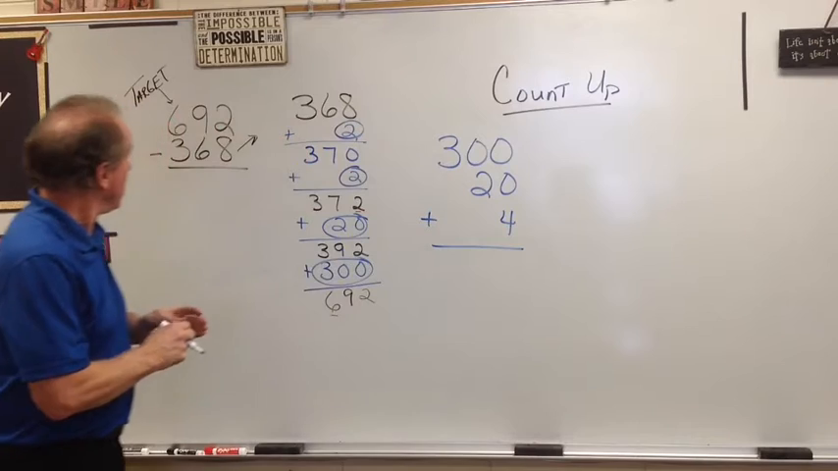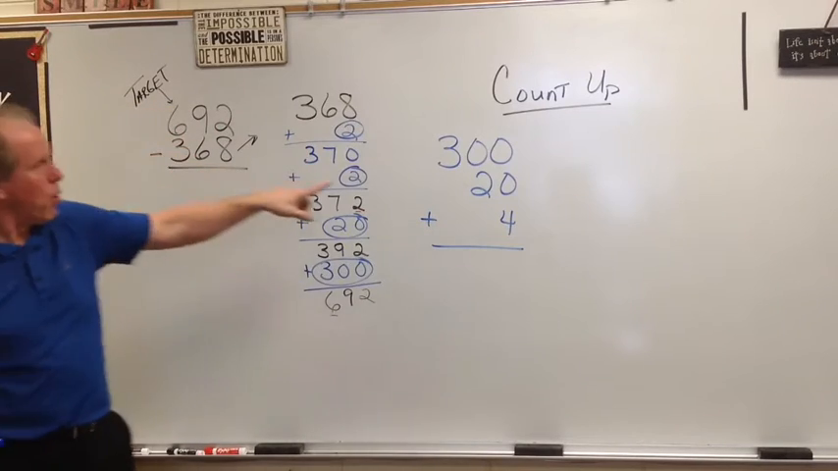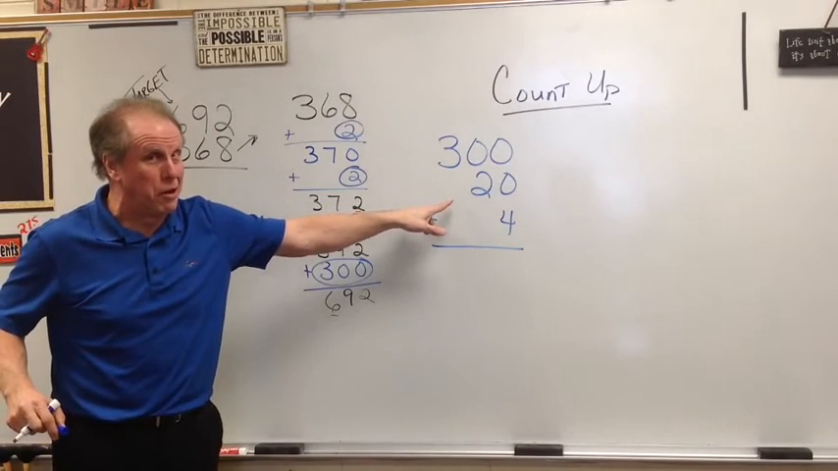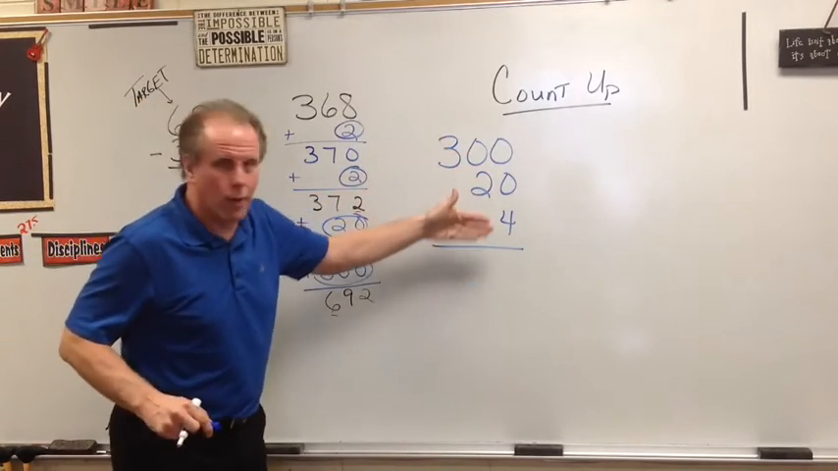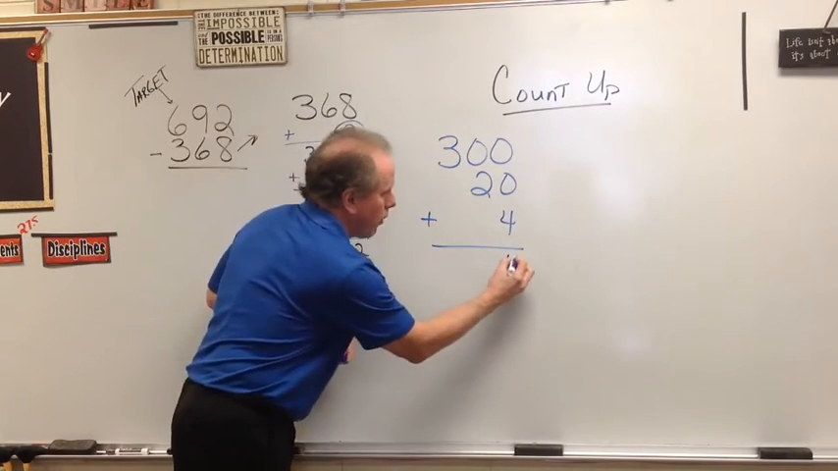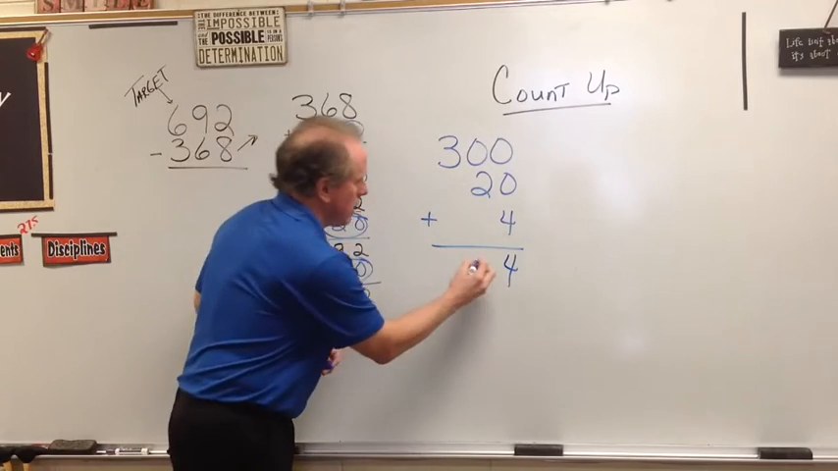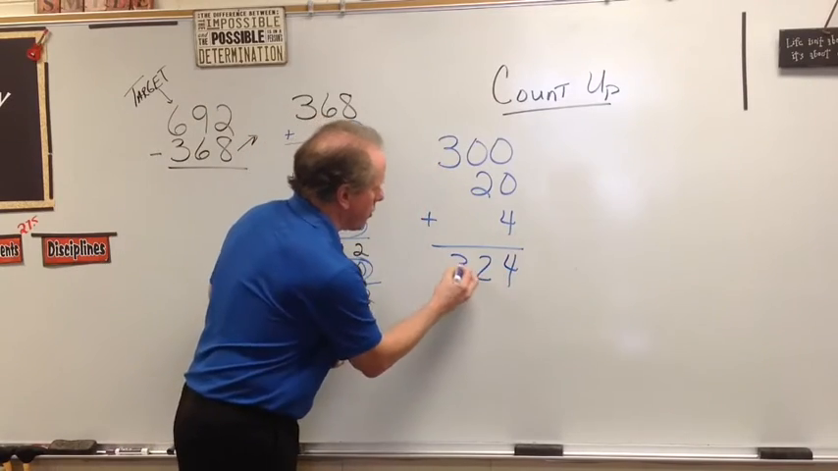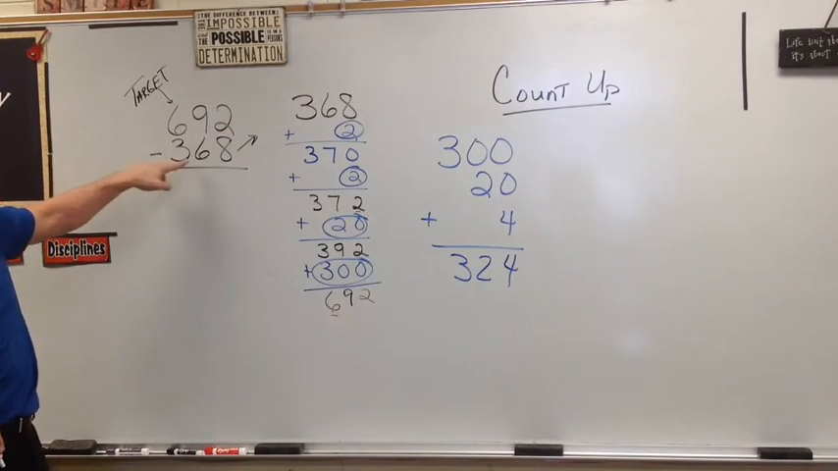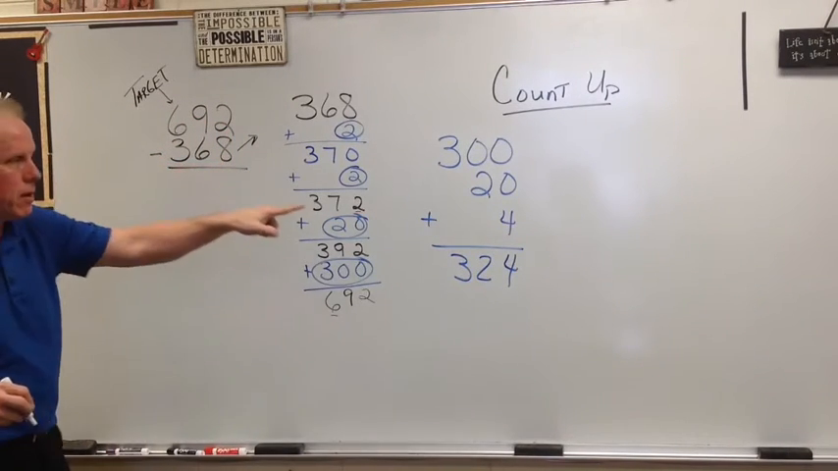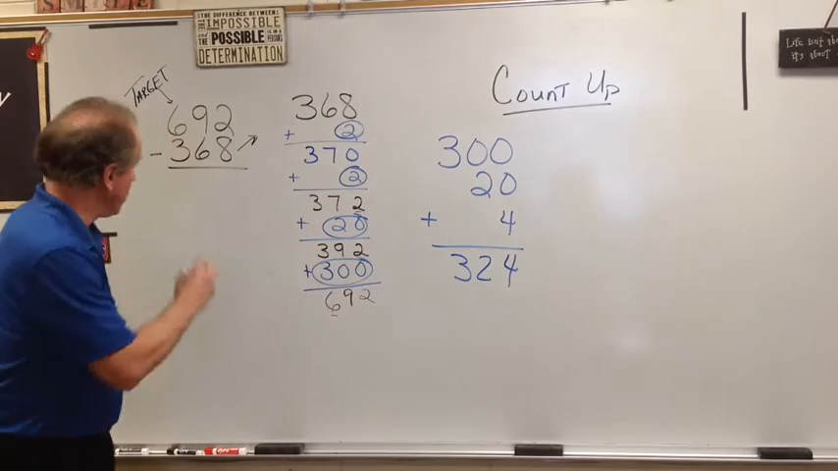Wow. We look at this really difficult problem. That's not very difficult. 0, 0, 4. That gives us 4. 0 and 2. That's a 2. And drop our 3. And our answer to 692 minus 368 is 324.